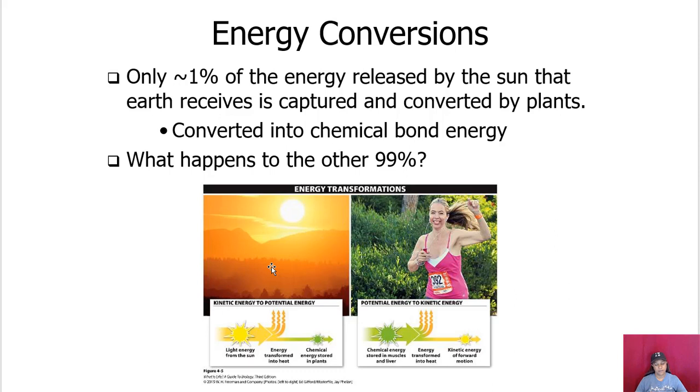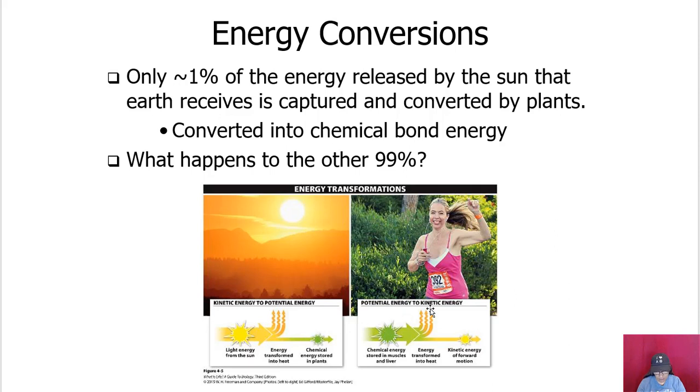So here we're looking at some energy transformations that are happening. And we have here at the bottom left, we have kinetic energy to potential energy, and we've got the light energy of the sun, and we've got the great majority of that energy that's actually transformed into heat, lost to heat, and then less than 1% is going into the chemical energy stored by plants, right?